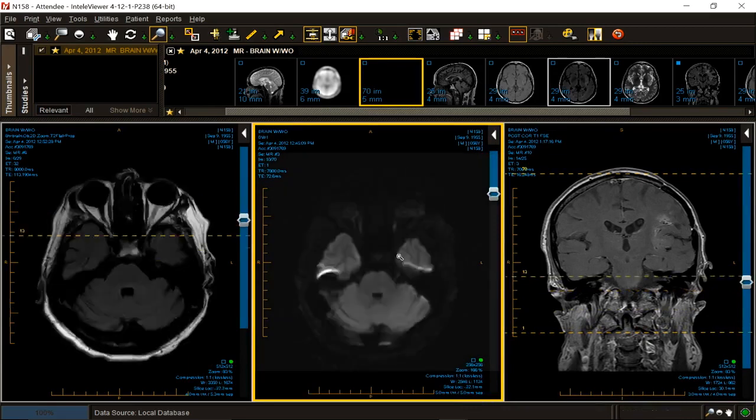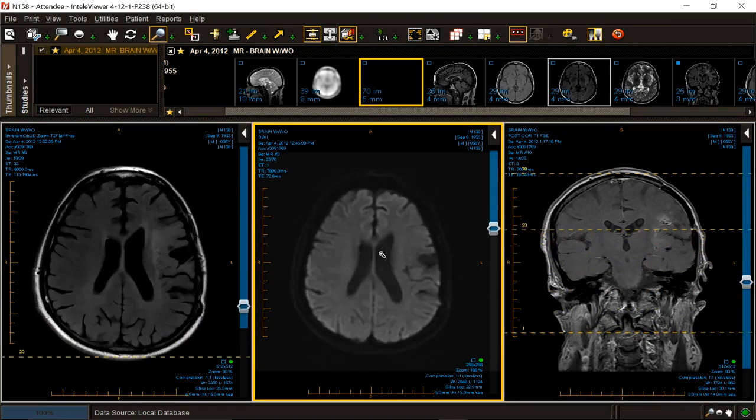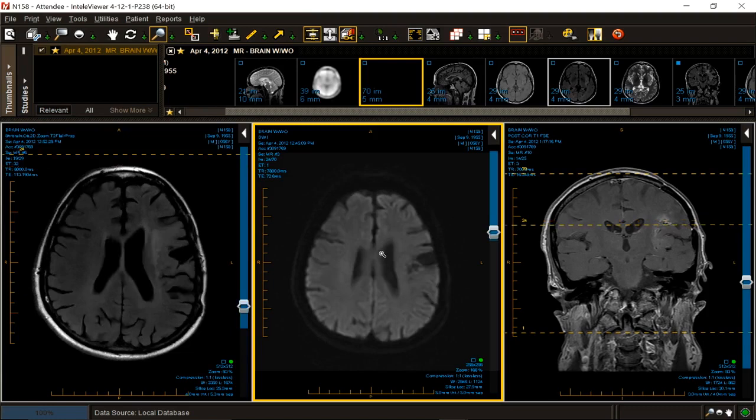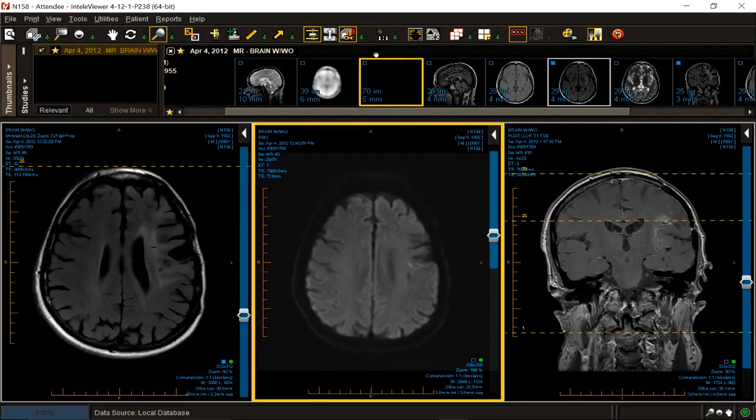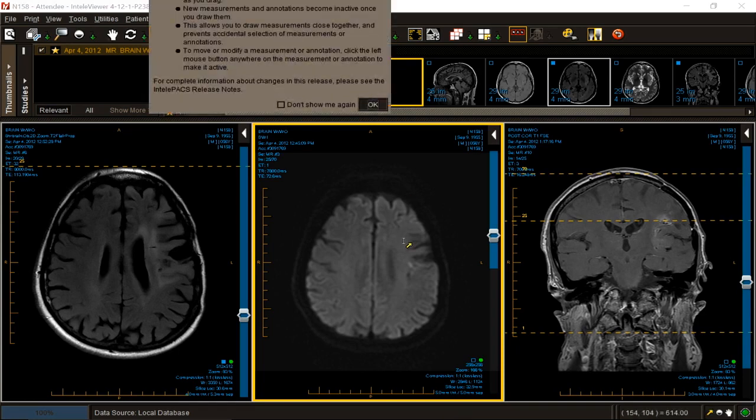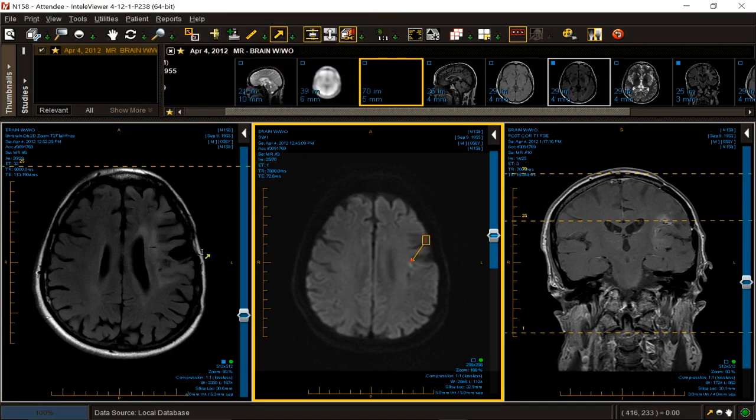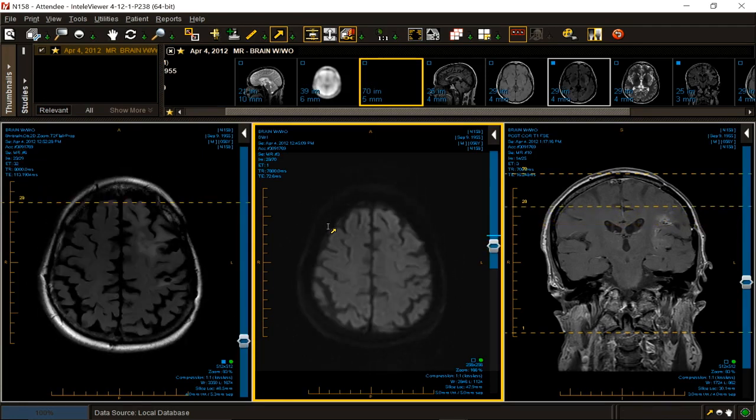Now, I'm going to put up the diffusion image and see what kind of restriction we have. Hardly any. Maybe, and I say maybe because this could be potentially artifactual, one small nidus in the left posterior frontal area, probably near the precentral sulcus or what's left of it. So not an inordinate amount of diffusion restriction, as we would get with a heavily cell-packed lesion.